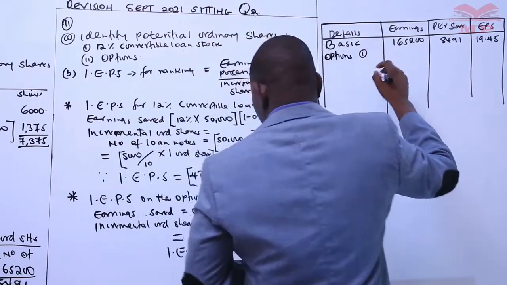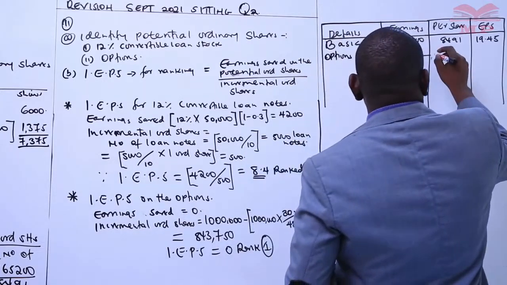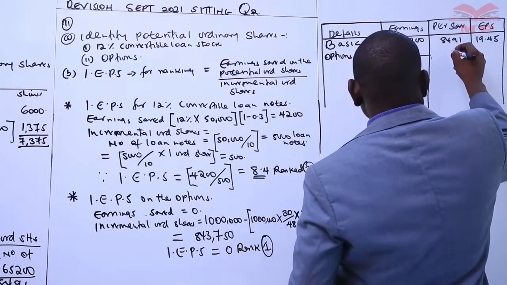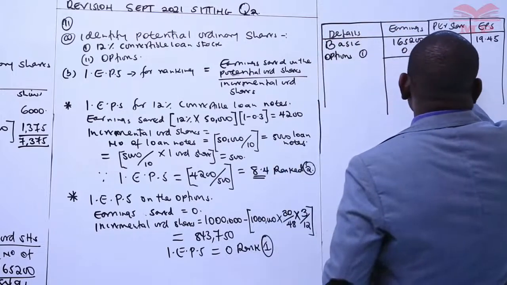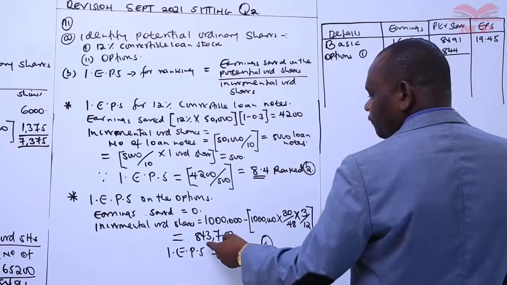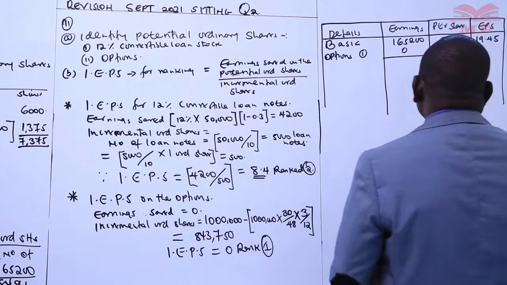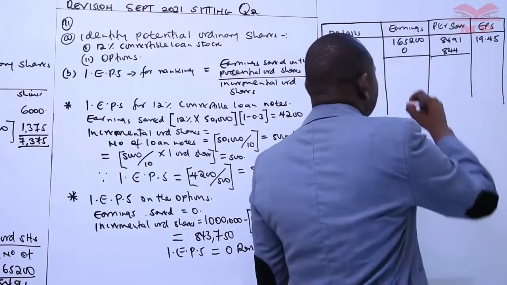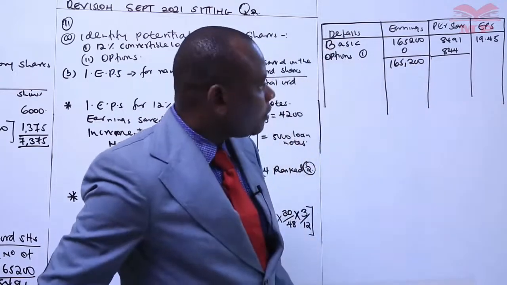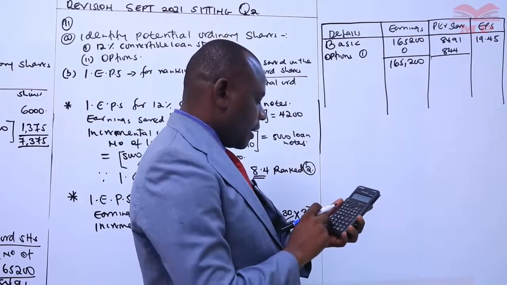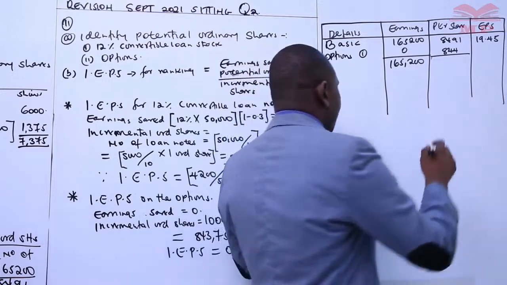It was number 1. The incremental earnings is 0. Incremental shares is 844. We round off 844 because everything is in thousands. So this is 843.75. So we cumulate. If you cumulate, you get 165,200. 8491 plus 844.